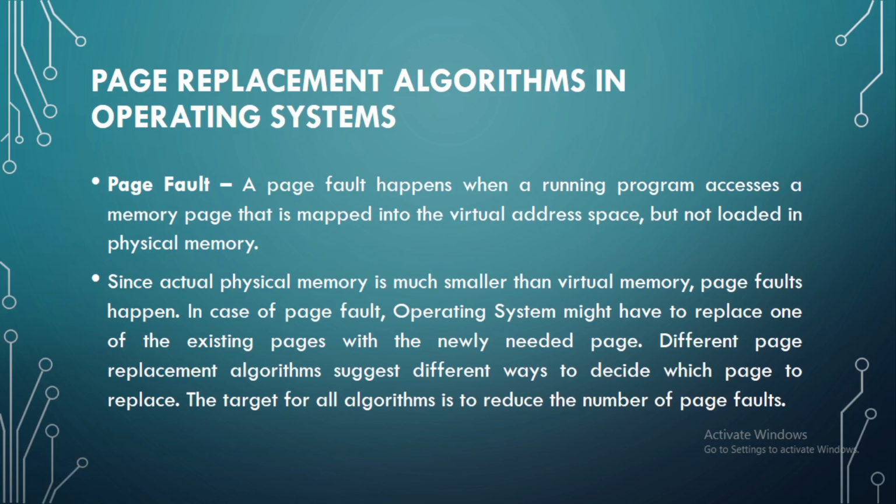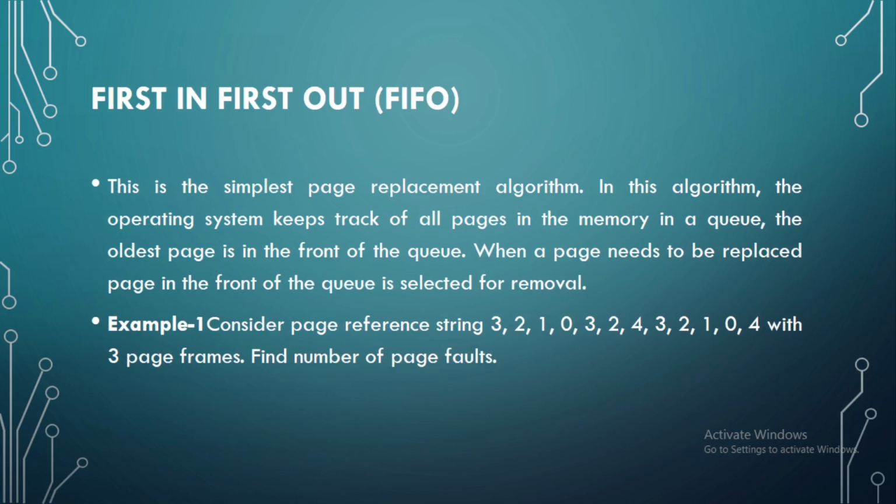First, we will see first in, first out page replacement. This is the simplest page replacement algorithm. In this algorithm, the operating system keeps track of all pages in memory in a queue. The oldest page is at the front of the queue. When a page needs to be replaced, the page at the front of the queue is selected for removal. So the oldest page is going to be removed. That's it. Here we have an example to understand the first in, first out algorithm.